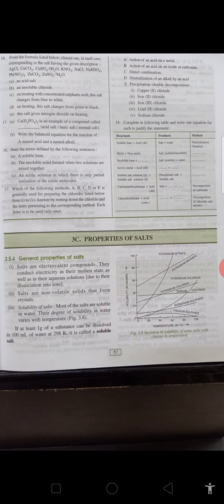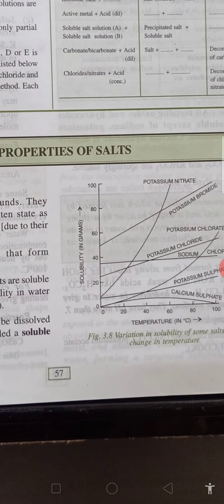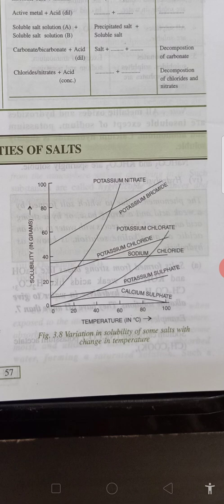And the next is the solubility of salt, which we already have discussed before, but most of the salts are soluble in water and their degree of solubility in water varies with temperature. So the solubility depends on temperature, and this children you can see with the help of this figure which is given over here, that some of the salts are given, and as the temperature is increasing their solubility is also increasing in grams. For example, potassium nitrate, when the temperature increases its solubility increases.